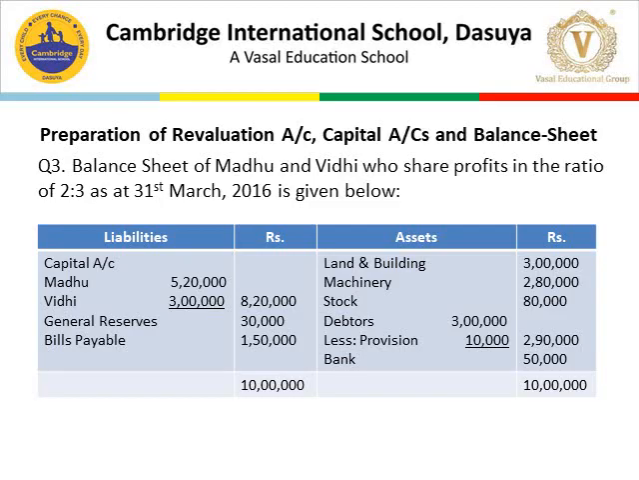Liabilities: capital is Madhu's 5,20,000, Vidhi's 3 lakh, general reserve 30,000, bills payable 1,50,000. Asset side: land and building 3 lakh, machinery 2 lakh 80,000, stock 80,000, debtors 3 lakh, less provision 10,000. We are writing outside 2 lakh 90,000, bank 50,000. The total of the balance sheet is 10 lakh.